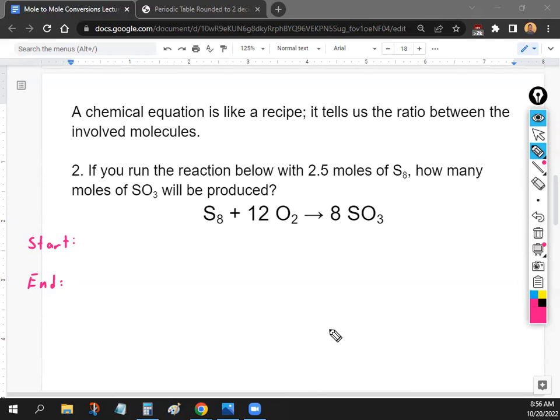Okay, so what is the starting number in this problem? Yeah, so the only number in the equation is 2.5, right? So obviously it's going to be 2.5. But we need to be very specific about 2.5 what? We have 2.5 moles of S8. So we're going to write 2.5 moles of S8.